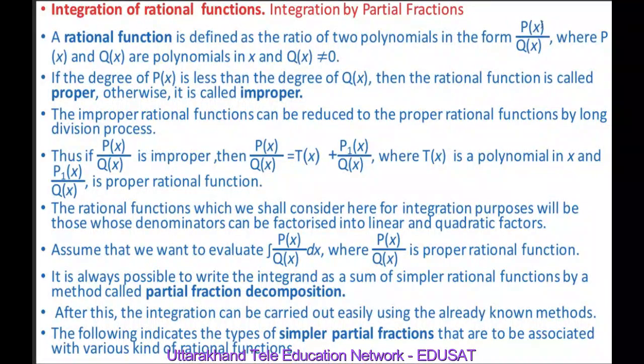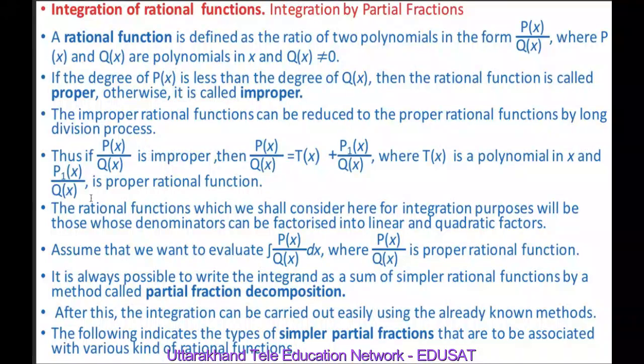If the degree of p(x) is less than the degree of q(x), then the rational function is called a proper rational function. Otherwise, it is called an improper rational function. However, every improper rational function can be reduced to a proper rational function by the long division process. We have studied how to divide a polynomial p(x) by a polynomial q(x) in our high school classes. So you use that method to reduce the given improper rational function to a proper rational function.